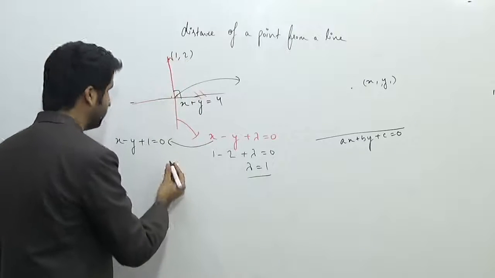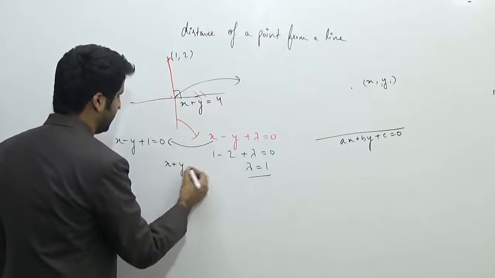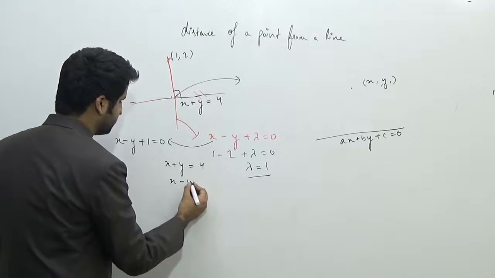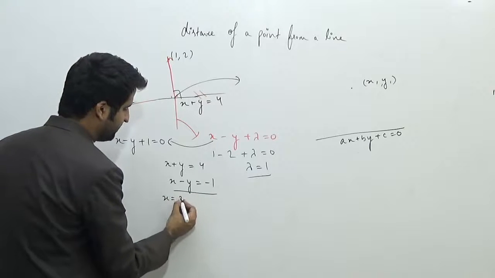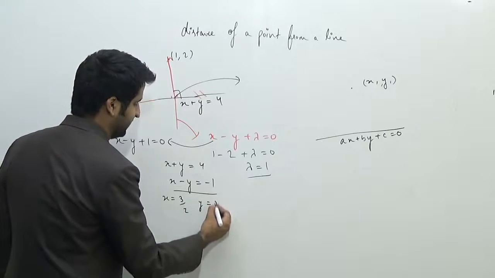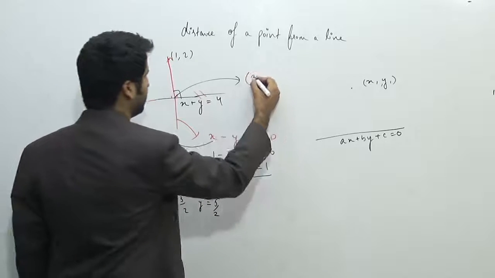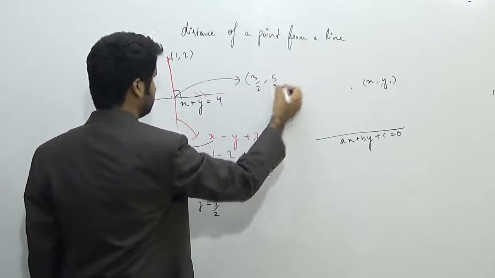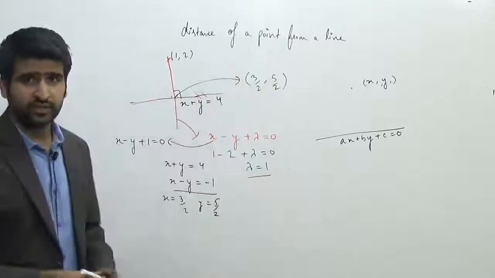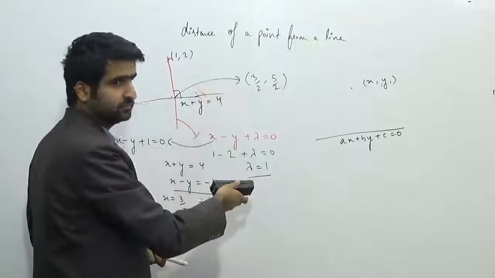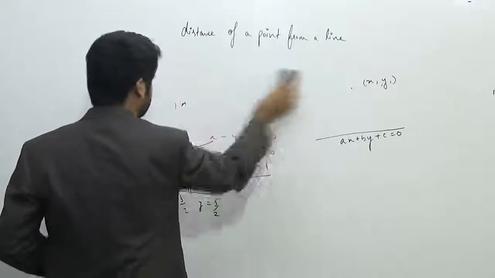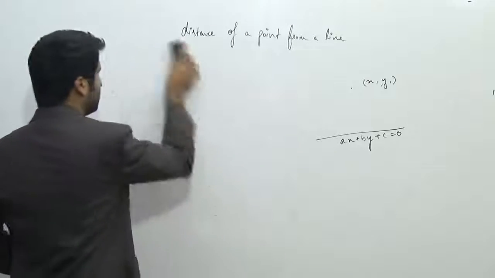So let's calculate what is the common point. x plus y is equal to 4 and x minus y is equal to minus 1. So the common point will come out to be x is equal to 3 by 2 and y is equal to 5 by 2. So now you know this point is 3 by 2 comma 5 by 2. You can simply apply the distance formula and calculate the value. Okay, so this was the hard way. Now let's see the simpler way.